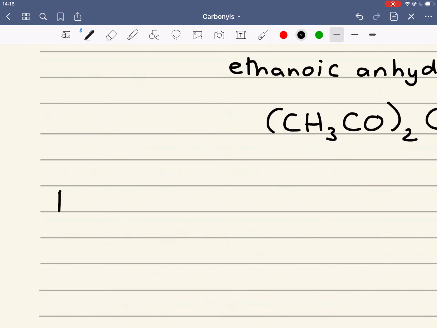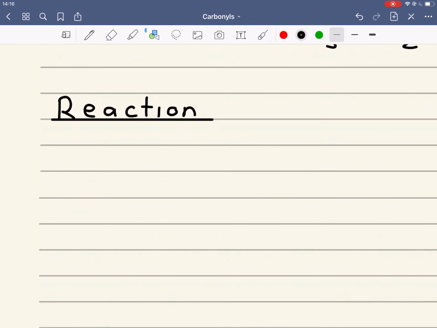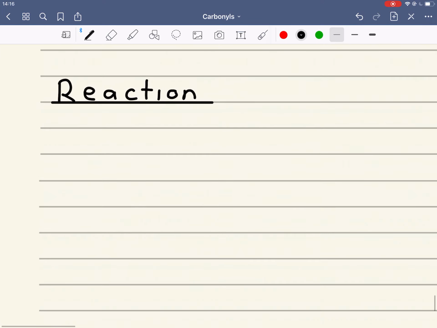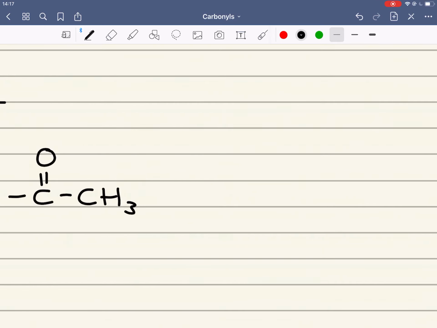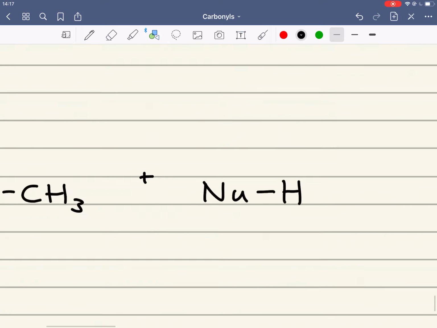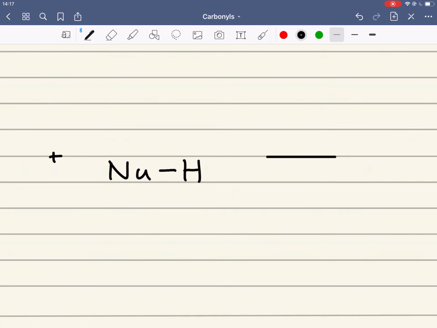The reaction that they undergo is very similar to the reaction we looked at with acyl chlorides. Again, I'm going to use ethanoic anhydride in all my examples. This acid anhydride can react with a nucleophile in just the same way as the acyl chloride does.